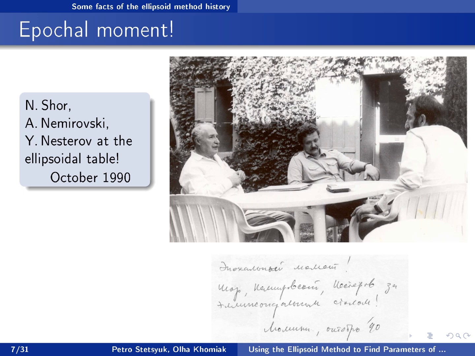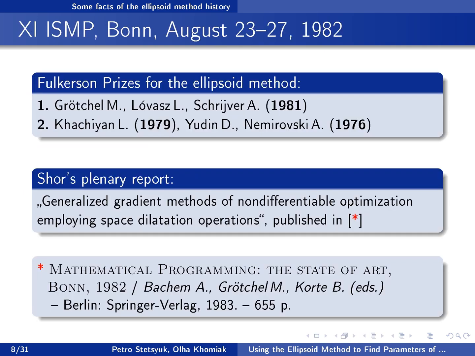On the third slide you see the third author of the ellipsoid method. Although he is sitting with his back to us, this is Arkady Nemirovsky. This is a photo from October 1990, when Naum Shor, Arkady Nemirovsky and Yurii Nesterov were in France at one of the conferences. The caption to this photo is rather interesting: Shor, Nemirovsky and Nesterov at the ellipsoidal table.